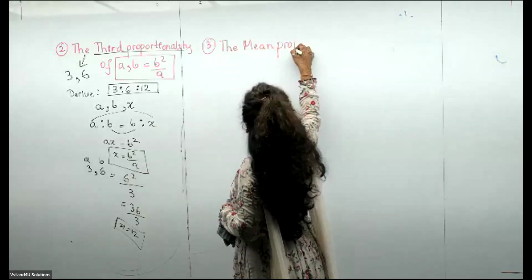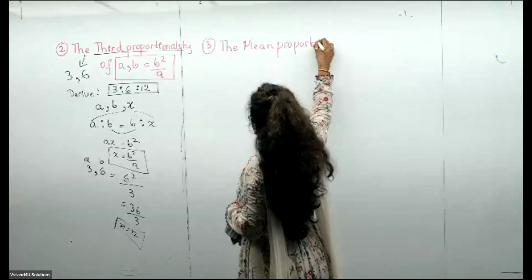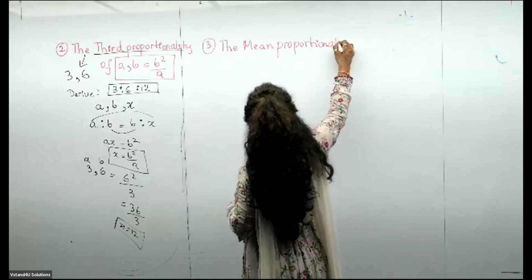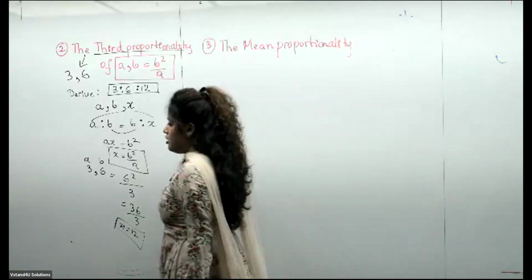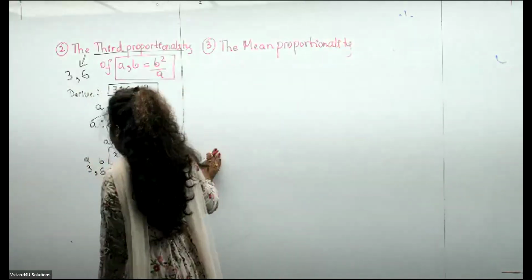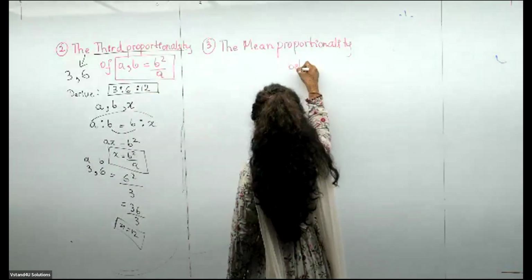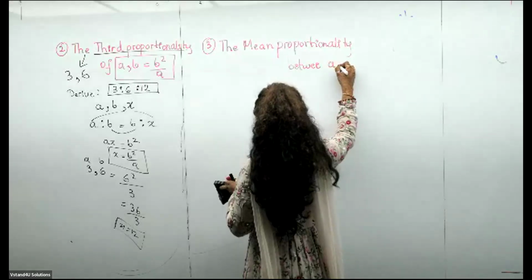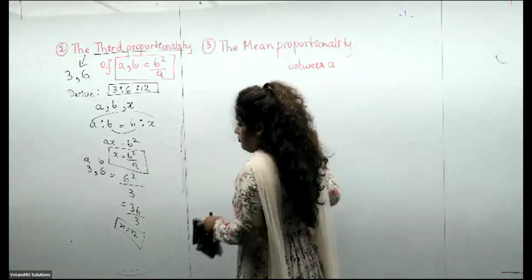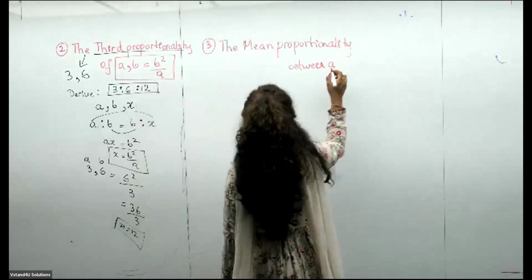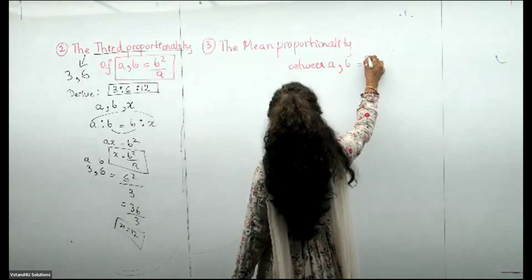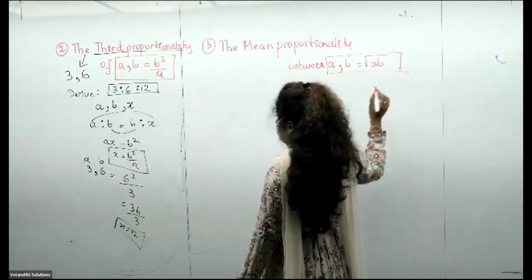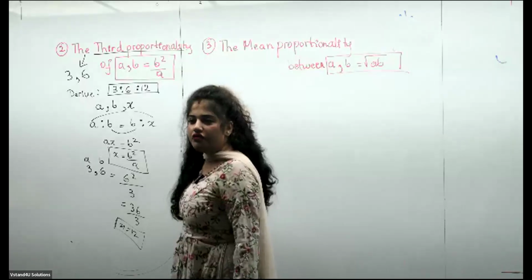The mean proportion or the mean proportionality. The mean proportionality between A comma B is equal to square root of AB. Between A comma B is equal to square root of AB.